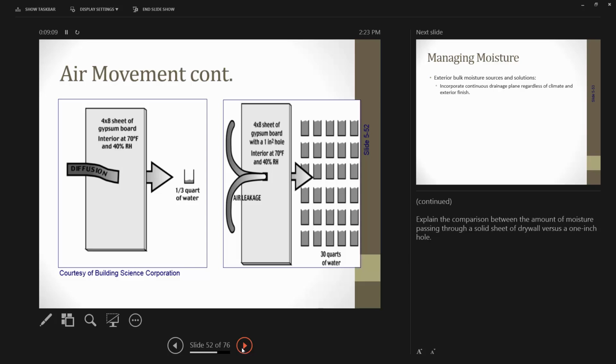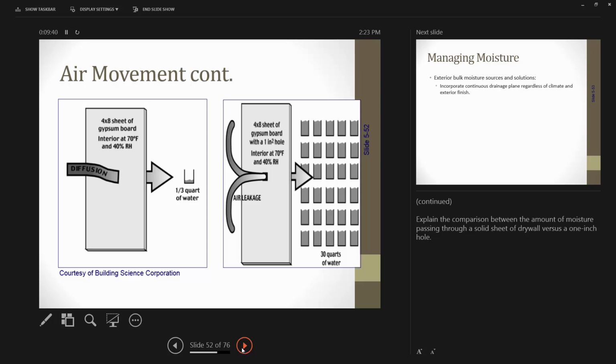So this is over the course of a heating season. This slide has been around forever. I think I remember seeing this same slide about 25 years ago. But the physics of it hasn't changed. If you've got a well-sealed wall, and here they're just using a 4x8 sheet of drywall as an example with no holes in it, it will get moisture through it via diffusion, but it's a fairly insignificant amount. Over the course of a heating season, you're looking at 1/3 of a quart of water.